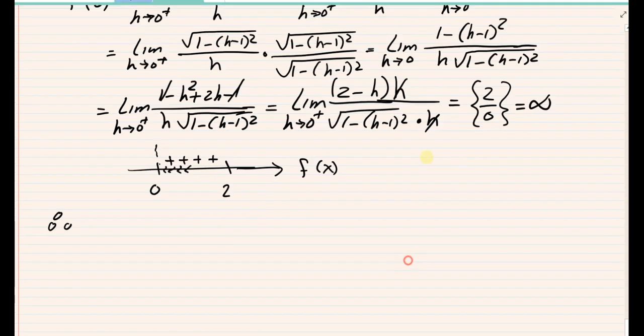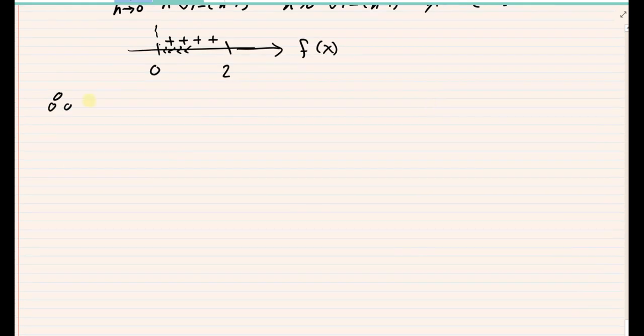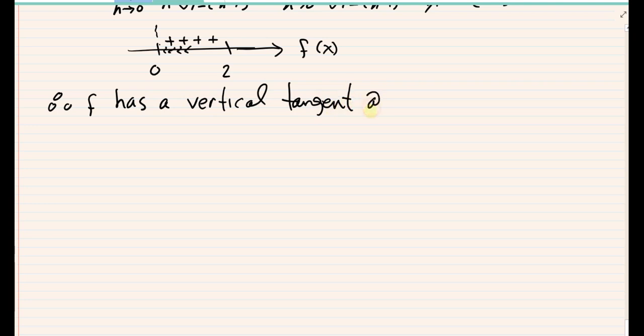Therefore, f has a vertical tangent at (0, 0). Okay, and with that we are done with this lecture finally.